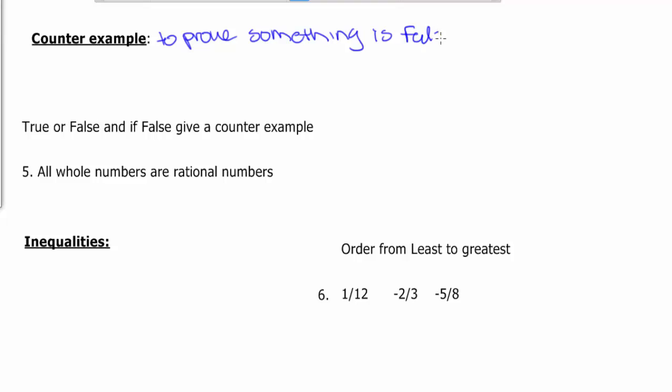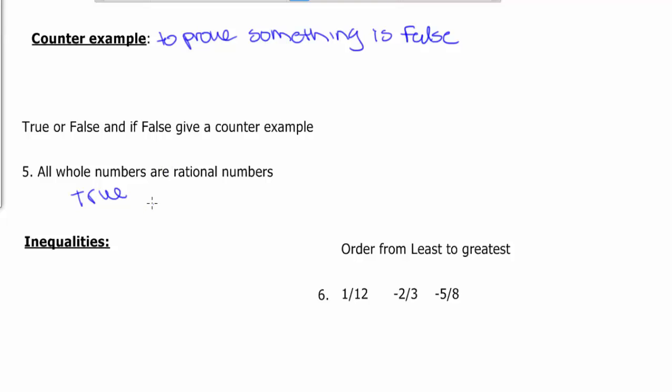You just have to come up with one counterexample, okay? So true or false, and if it's false, give a counterexample. All whole numbers are rational numbers. Well, that is true. When you look at our little chart, all whole numbers go on the inside.